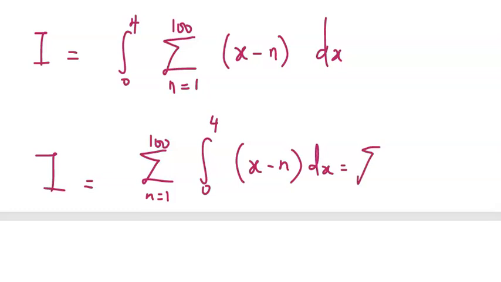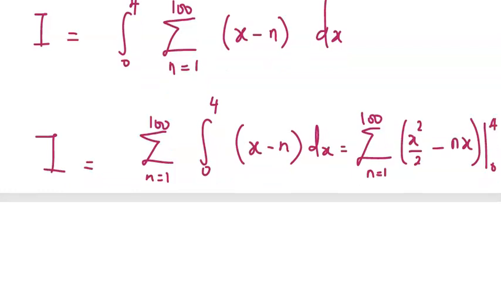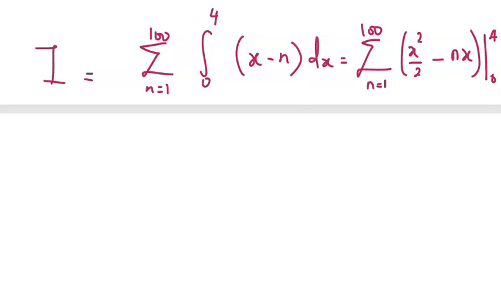So this is going to give us the sum as n goes from 1 to 100. And here the integral of x is x squared divided by 2, right? Then minus the integral of n with respect to x will give us nx. And then we have our limit from 0 to 4. So remember again, it is very convenient to take the upper limit and the lower limit. But if you put in 0 for x here, everything turns out to be 0, right? So therefore, we're going to make use of the upper limit.